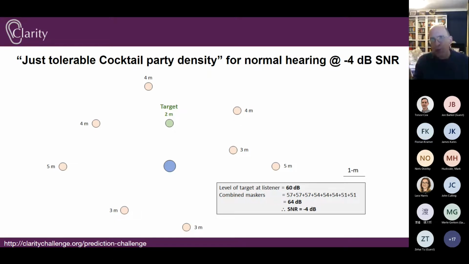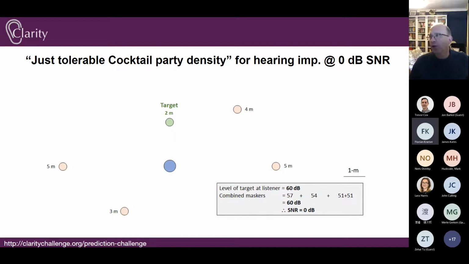But this is what you could just about do with normal hearing. You would be able to listen to that person just about if you had normal hearing. If you had hearing impairment, you wouldn't have a hope in this situation. You could only cope with 4 people in this sort of invented just tolerable cocktail party. That's kind of what it's like. It's just so much harder to understand speech in backgrounds of noise.